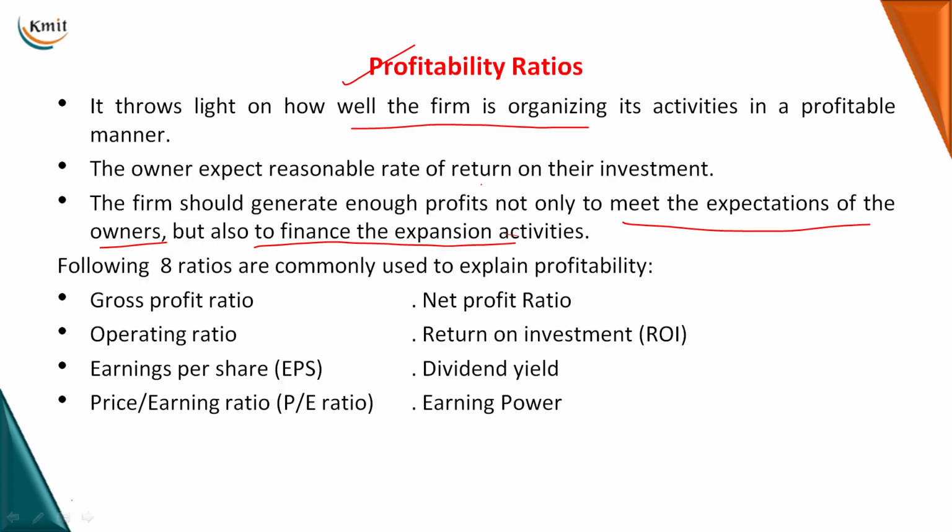The following are the 8 ratios that are commonly used to explain profitability, that is gross profit ratio, operating ratio, earnings per share, price earning ratio, net profit ratio, return on investment, dividend yield, and earning power.